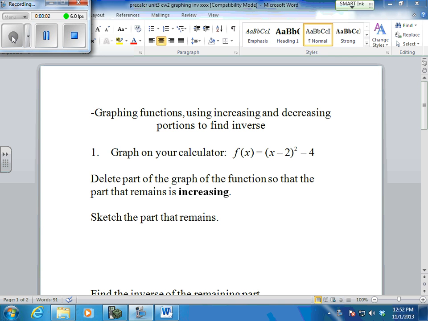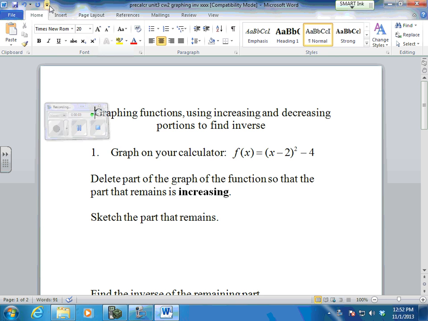So today, what we're going to look at is what happens when a function is not one-to-one. How do we make an inverse out of that function? So we're going to take this and we're going to graph this. Now, before you do, tell me about this.